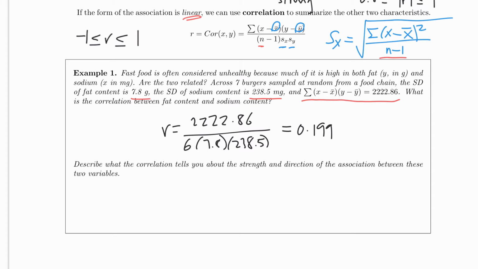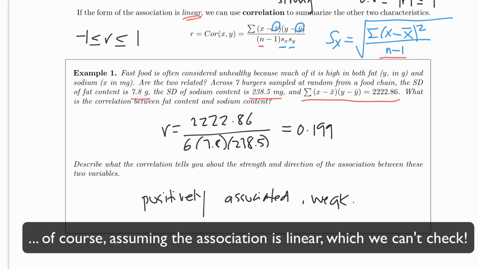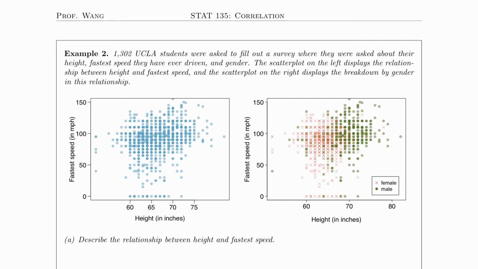So looking at that value, we then might answer the second question. Given that this is a positive R, we would say that yes, the two variables are positively associated. And the second part, in terms of the strength, because 0.199 is quite low, I would say that this is pretty weak. Let's look at a different example.